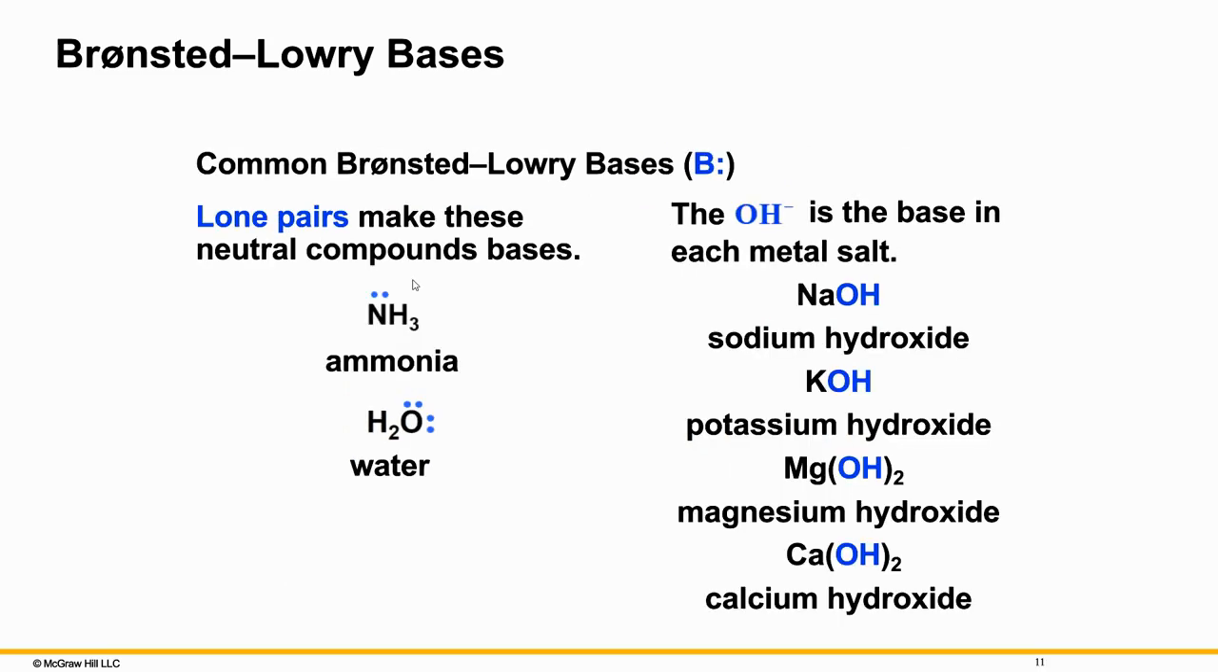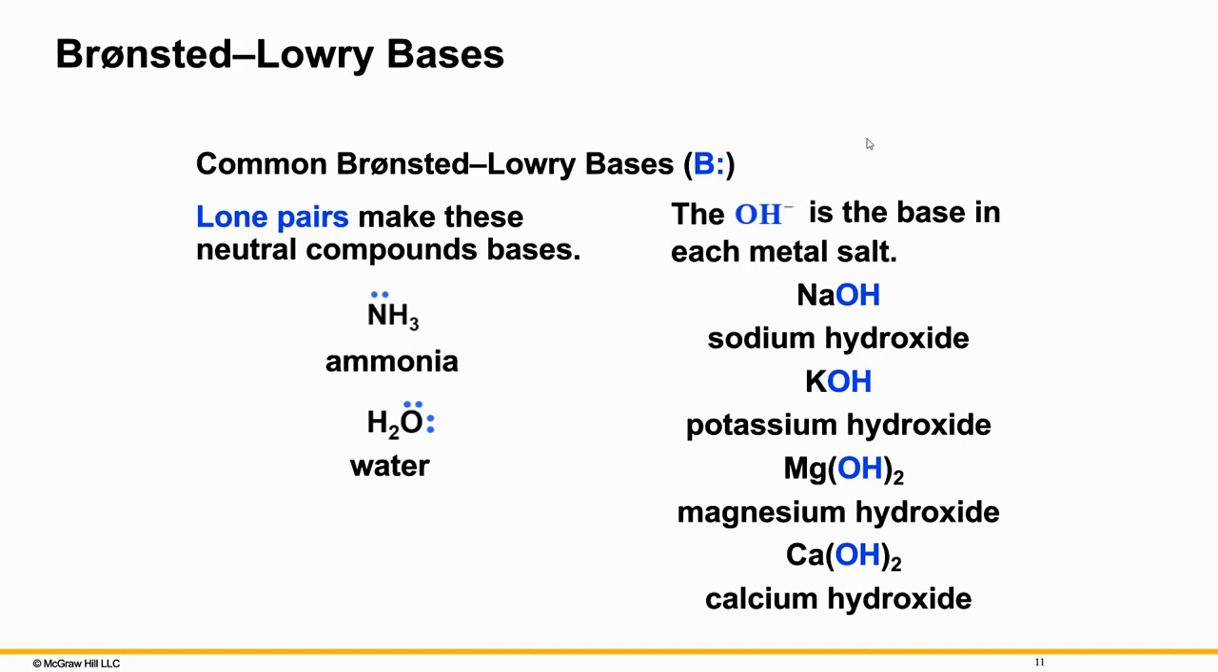Okay, let's see. These are Bronsted-Lowry bases. The base has to have a lone pair or an OH that can accept a hydrogen. Just like we talked about, the acid gives away the hydrogen, and the base accepts the hydrogen. Ammonia has a lone pair that can get an H plus. Water has 2 spots where an H plus can come in. Any OH can accept H plus. So these would all be considered Bronsted-Lowry bases.